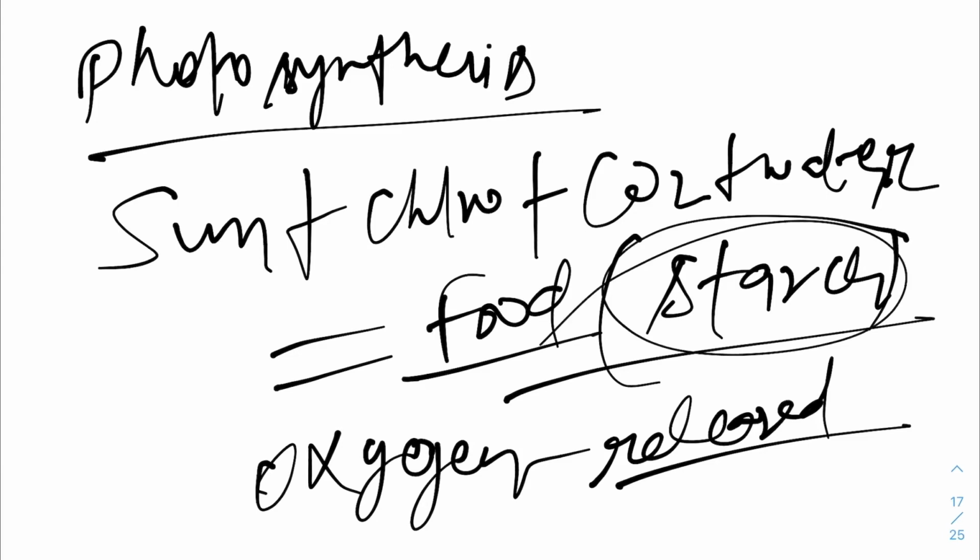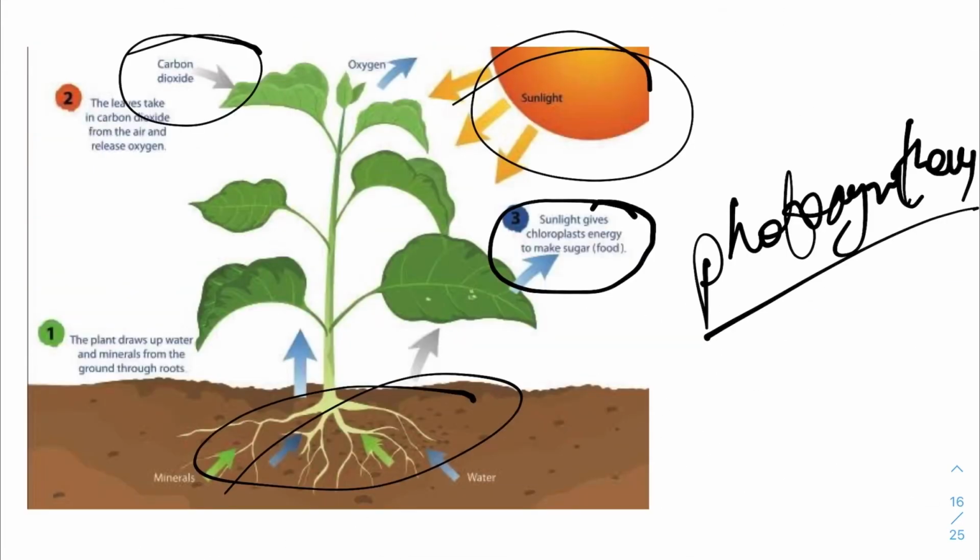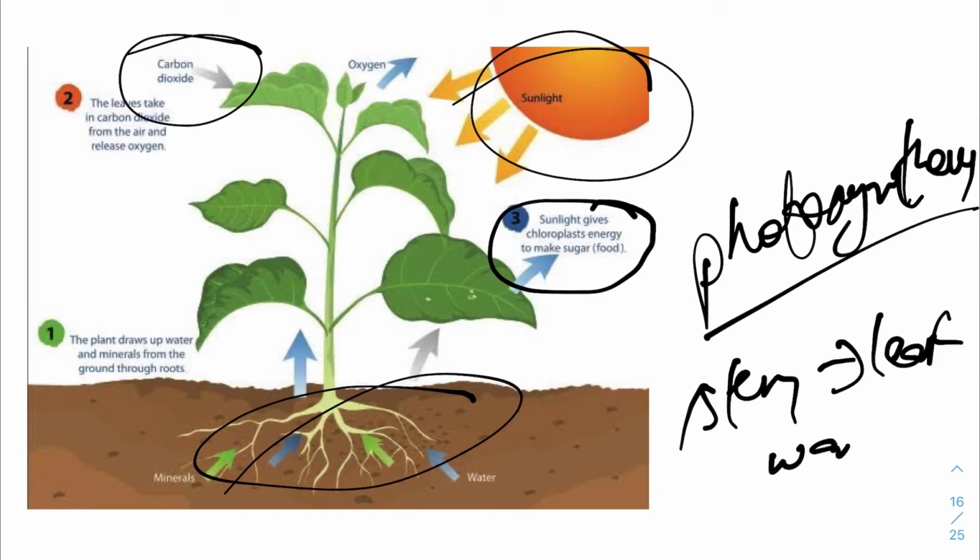Stem supplies leaves with water and leaves use this water to prepare food. And extra water is lost in the atmosphere through the process of transpiration.